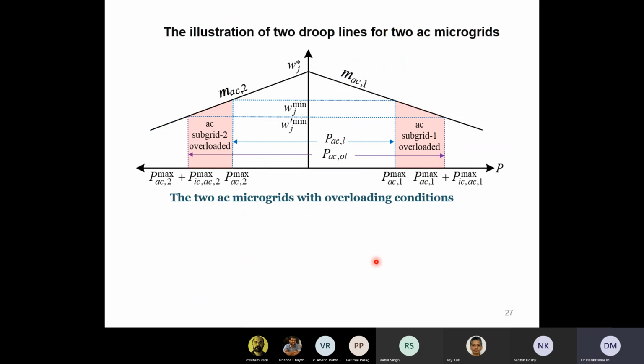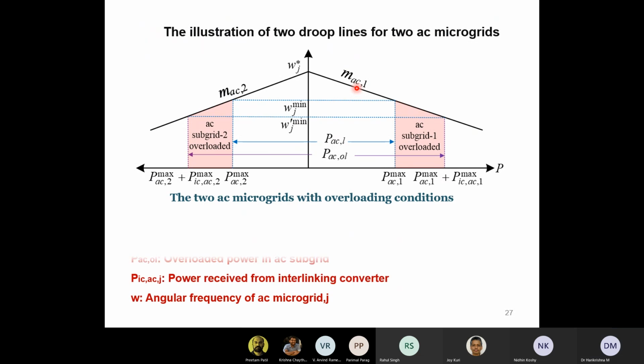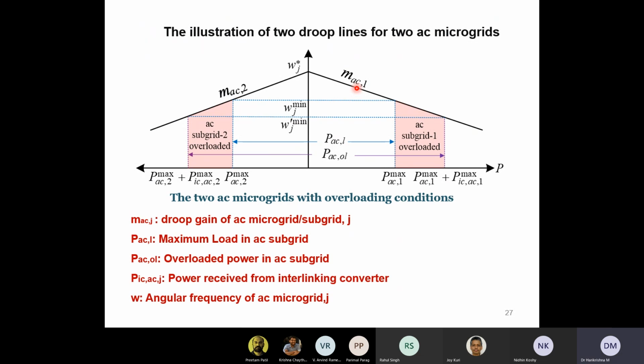For a simple AC microgrid, I have shown the characteristics between power and angular frequency. The MAC indicates the droop gain of the AC subgrid. I can define it as, even though an AC microgrid has more DGs, it can be cumulatively computed and aggregated as one droop gain, which gives the same analysis as MAC1 and the nearby other microgrid, which I can name MAC2.